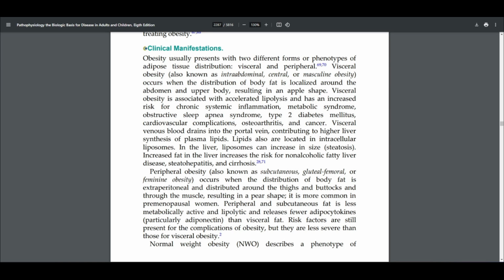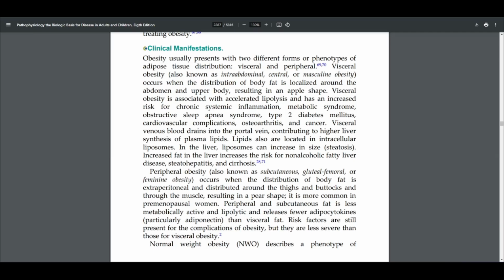So, what are our clinical manifestations when we are talking about obesity? Well, obesity usually presents with two different phenotypes of adipose tissue distribution, visceral and peripheral. Visceral obesity occurs when the distribution of body fat is localized around the abdomen and upper body, resulting in an apple shape. Visceral obesity is associated with accelerated lipolysis and has an increased risk for chronic systemic inflammation, metabolic syndrome, obstructive sleep apnea syndrome, type 2 diabetes mellitus, cardiovascular complications, osteoarthritis, and cancer.